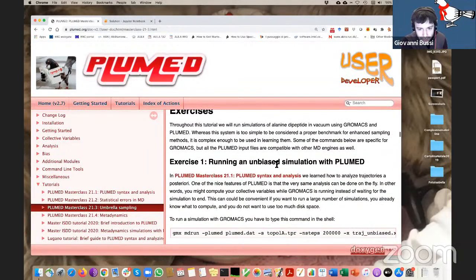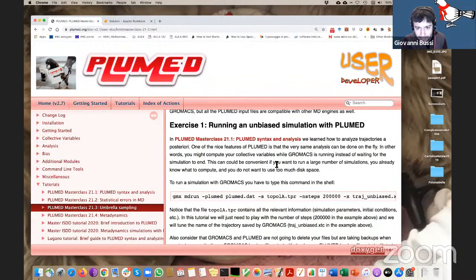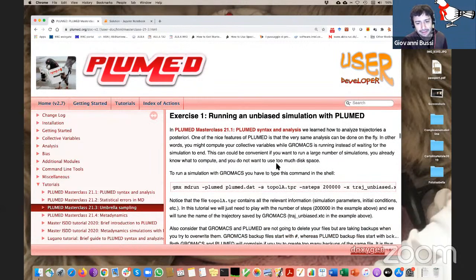Okay, good. So the first point was just running an unbiased simulation with PLUMED. I mean, that's not difficult. It's just running a standard GROMACS simulation. So these exercises are made with GROMACS, and I think that most of you have used it. Sorry, I see some comments. Okay, so if you have questions, it's better if you just switch on your microphone, because I probably will not look at the chat.